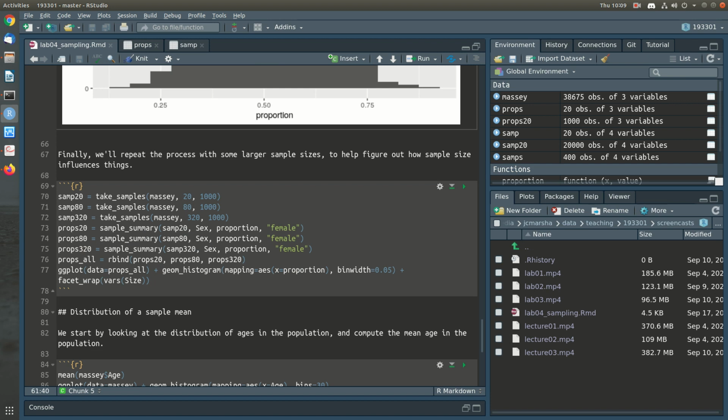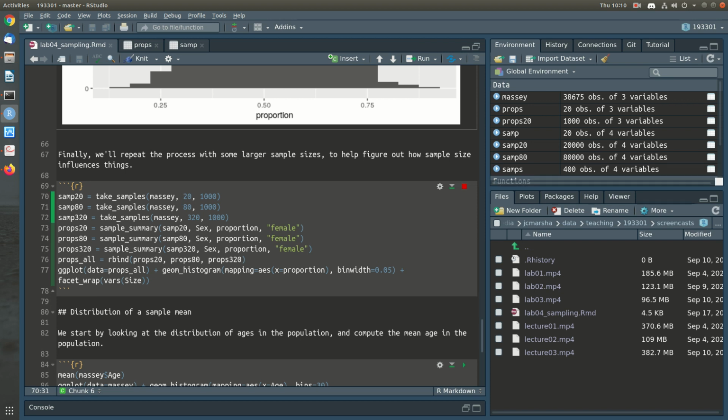So we're going to take 1,000 samples of size 20, then 1,000 samples of size 80, and then 1,000 samples of size 320. So each time we're quadrupling the sample size. So we start off with 20, we multiply by 4, we get 80, we multiply by 4 again, and we get 320, right? And then for each sample, we're going to compute the sample proportion, so the proportion of females in each sample. So we'll have 1,000 proportions from samples of size 20, we'll have 1,000 proportions from samples of size 80, and 1,000 proportions from samples of size 320. Then we're going to combine them all together and plot with a histogram.